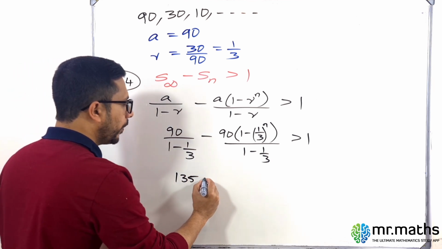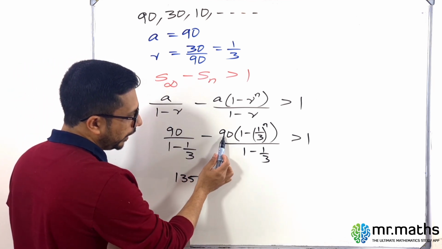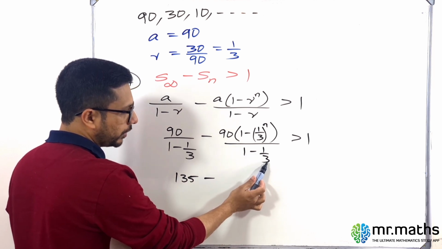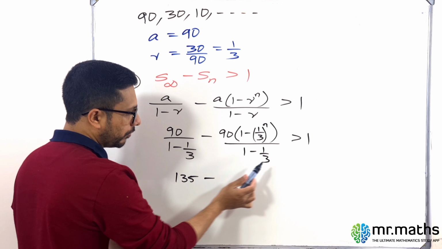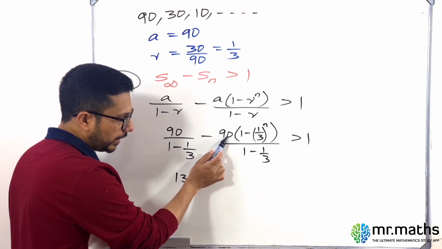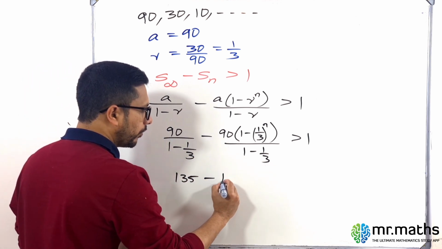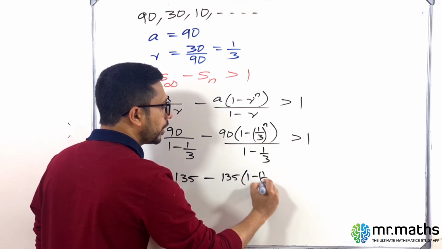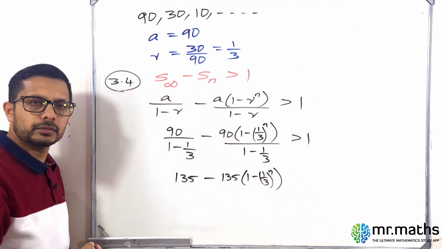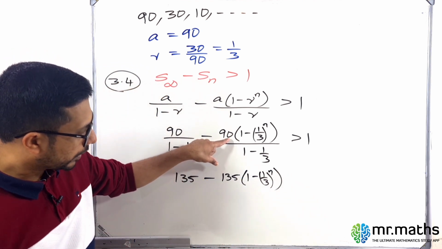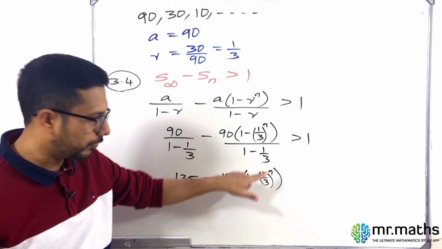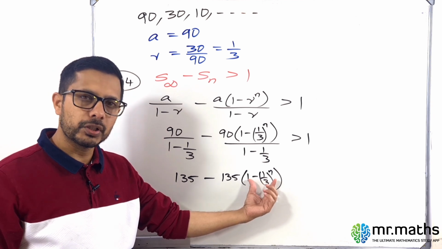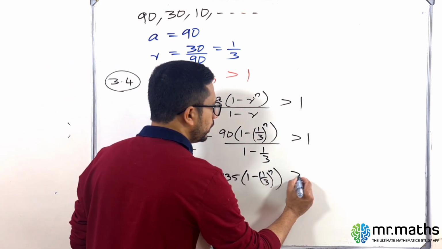Now minus, look at this one, 90 times this one, so 90 divided by 1 minus 1 over 3. So what is 90 divided by 1 minus 1 over 3? Is it not the same as this one? So 90 divided by 1 minus 1 over 3 is 135. Then what is remaining? 1 minus 1 over 3 raised to n. I just did the calculation of this one. Then multiply with the 1 minus 1 over 3, the whole raised to n, and that is greater than 1.